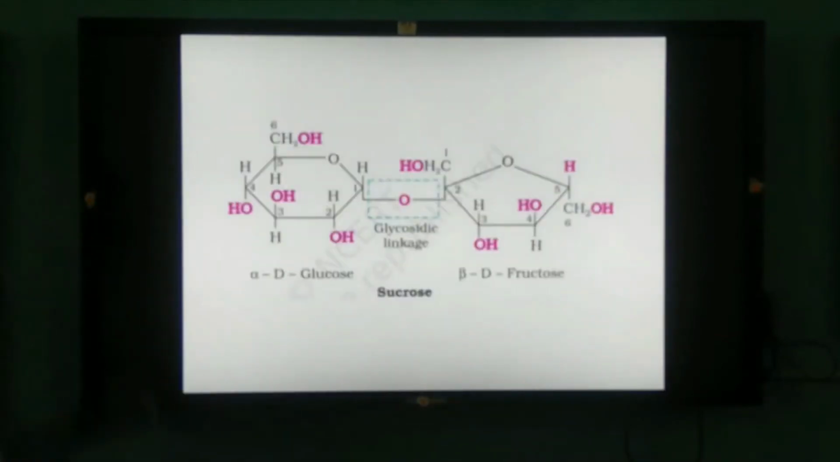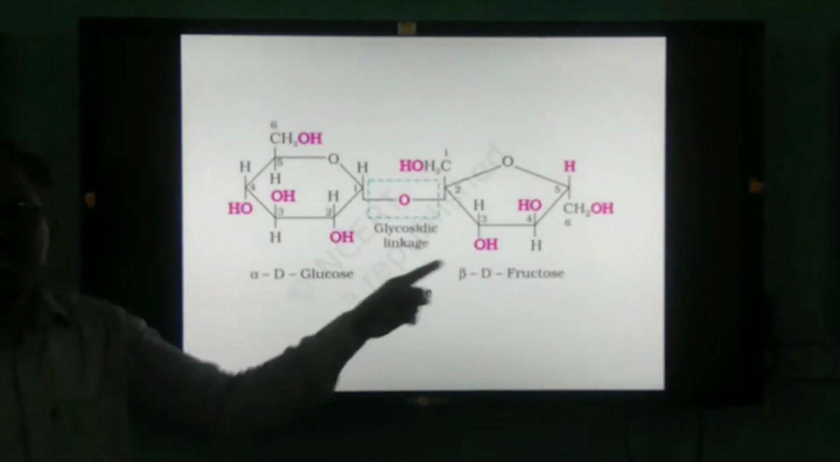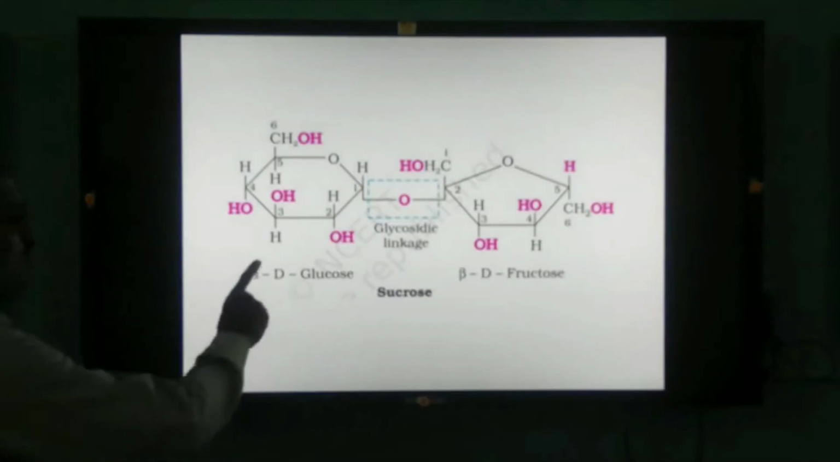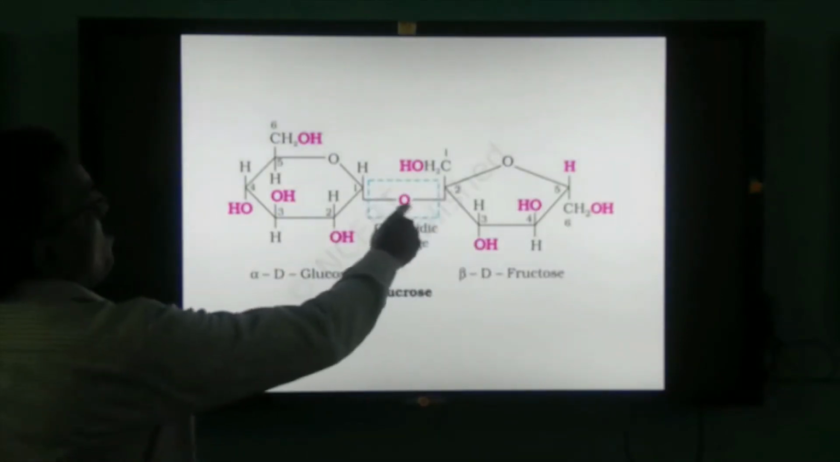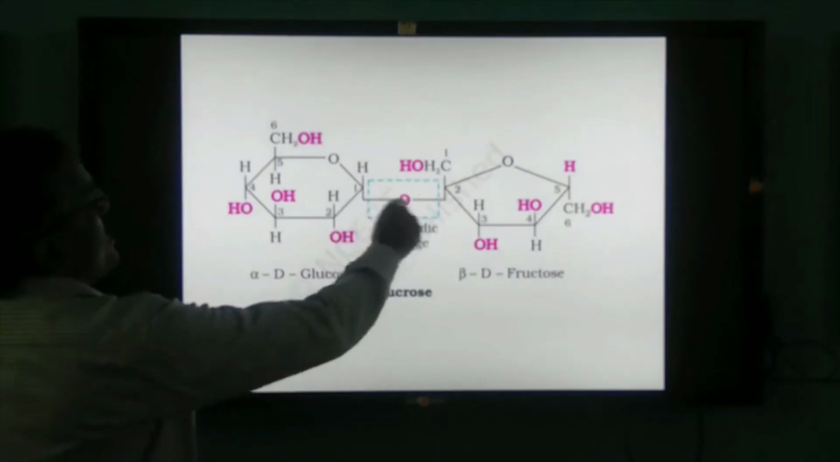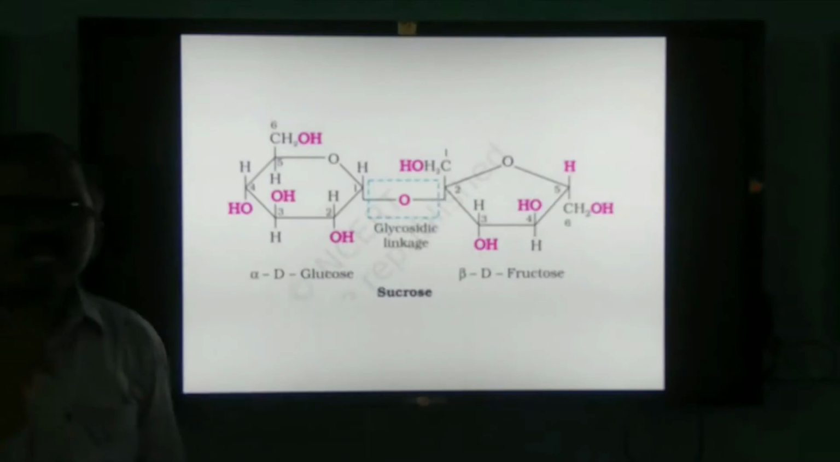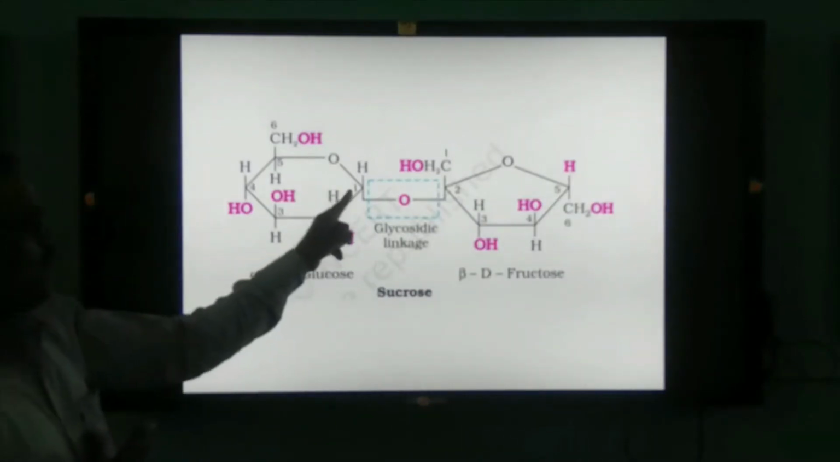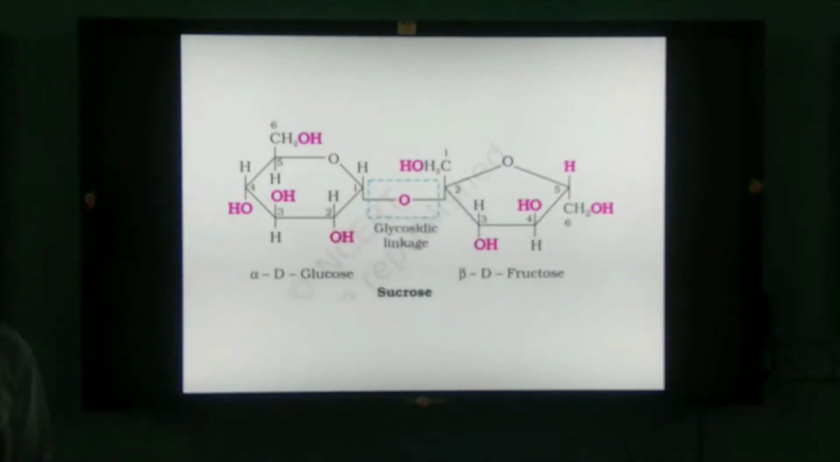Here we can see the structure of sucrose and the glycosidic linkage. So how glucose and fructose are linked through oxygen. This oxygen linkage between two units is called the glycosidic linkage. Understand? Here C1 of glucose and C2 of fructose have the glycosidic linkage. C1 of glucose and C2 of fructose.